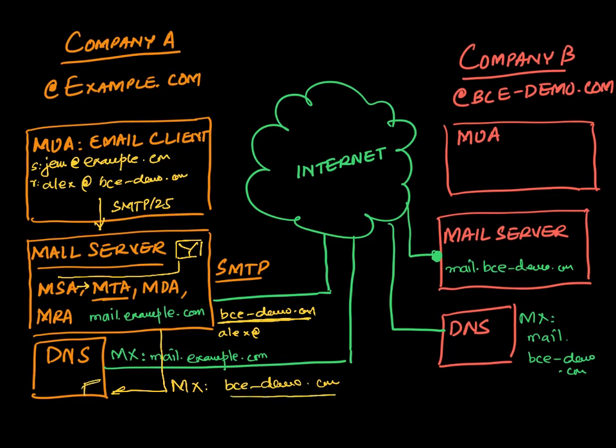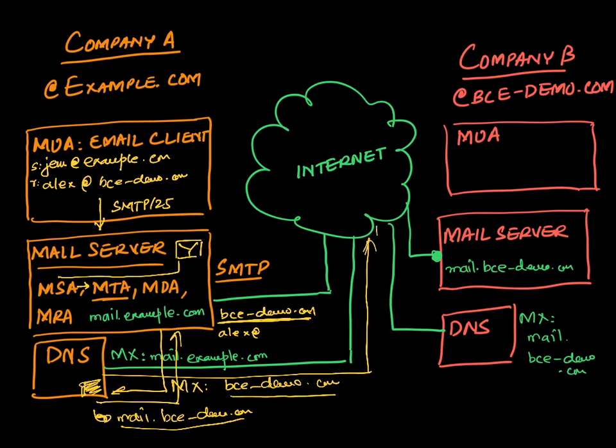If the DNS has this information in the cache, it will return it and say, hey, this is mail.bce-demo.com. That's the host name, and you can contact it directly. If DNS doesn't have this information, it can go to the internet and do a recursive query to get that information from the authoritative DNS. Once it gets it, it provides this information to the mail server. So the mail server of company A now has this host name, mail.bce-demo.com.